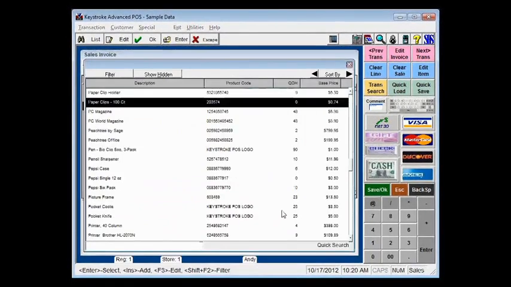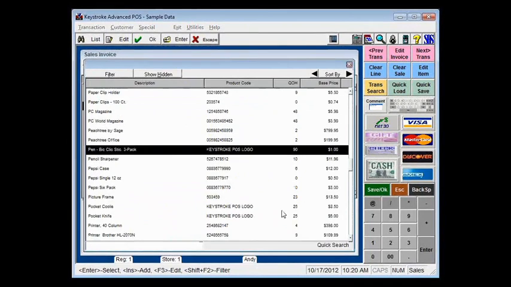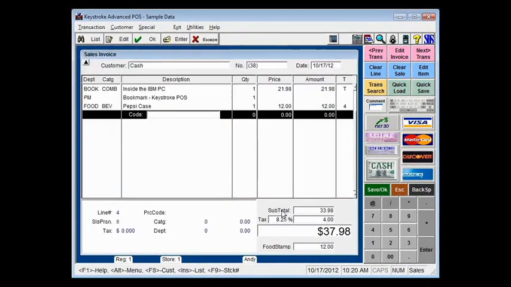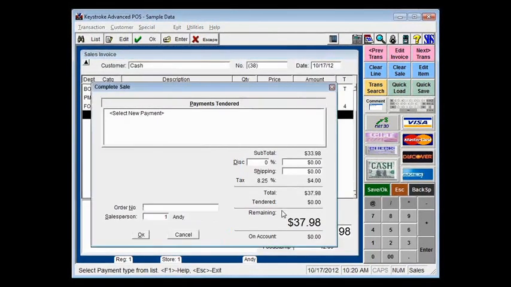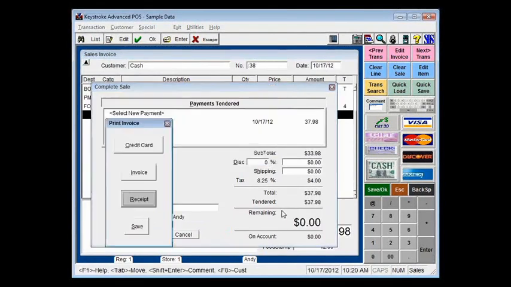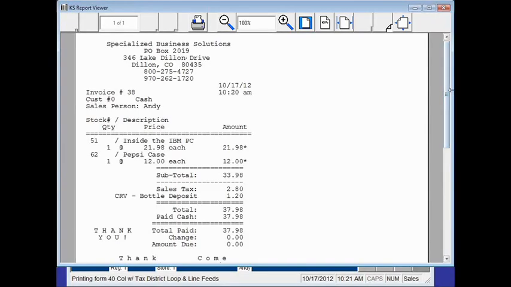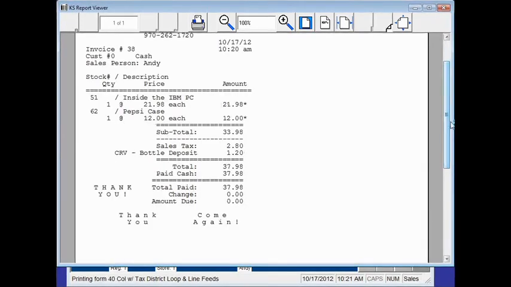Then we're going to sell your case of Pepsi again. We're just going to pay cash for it. No big deal. But let's take a look at the receipt here. It's going to show your items. And down at the bottom, you can see your regular sales tax, or your 8.25%, is $2.80. But your bottle deposit is $1.20. So this is how you can separate it out.